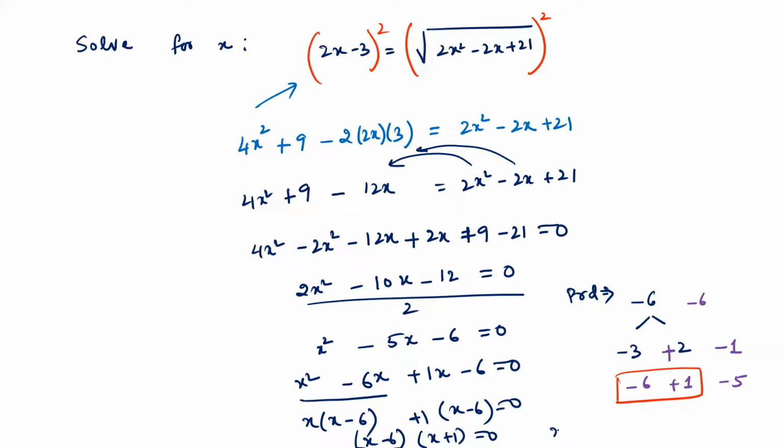What are the roots now? x minus 6 equal to 0, or x plus 1 equal to 0. So x is equal to 6, or x is equal to minus 1. This is a very important question actually.